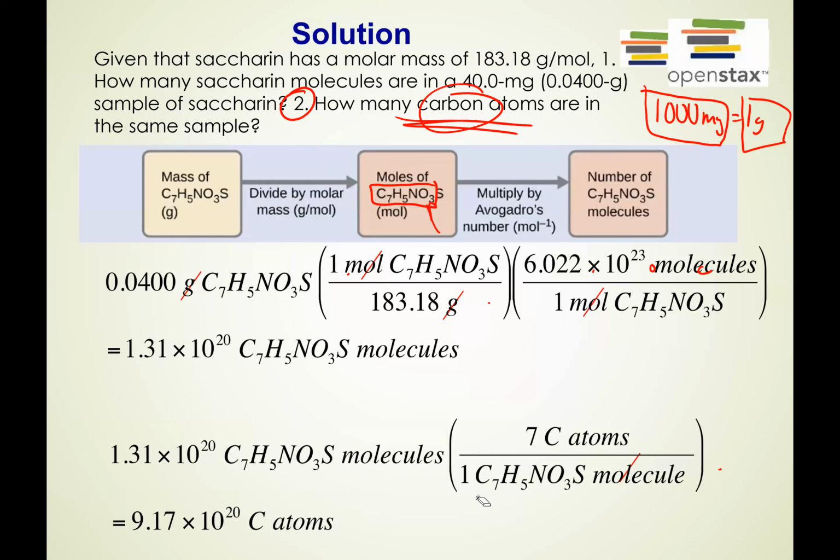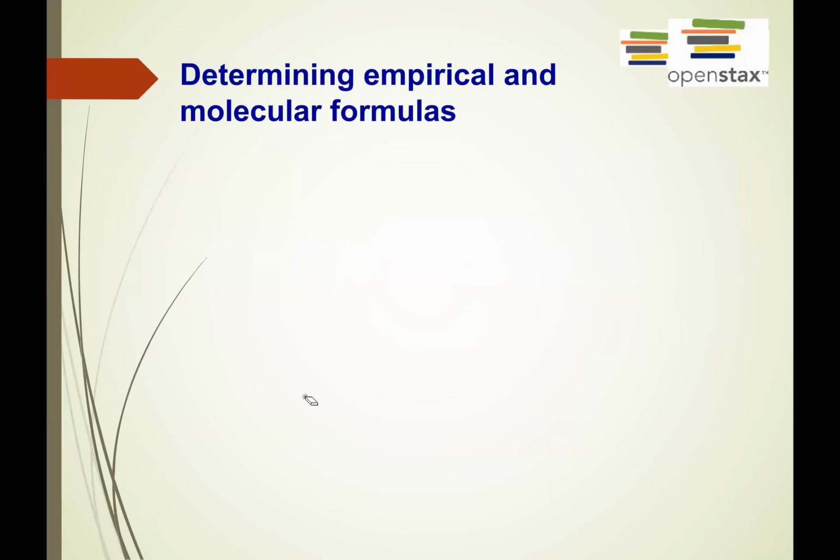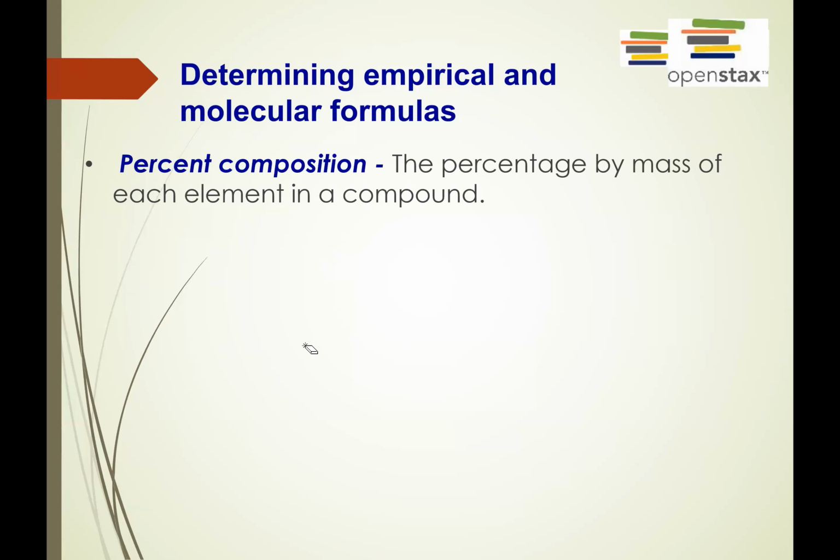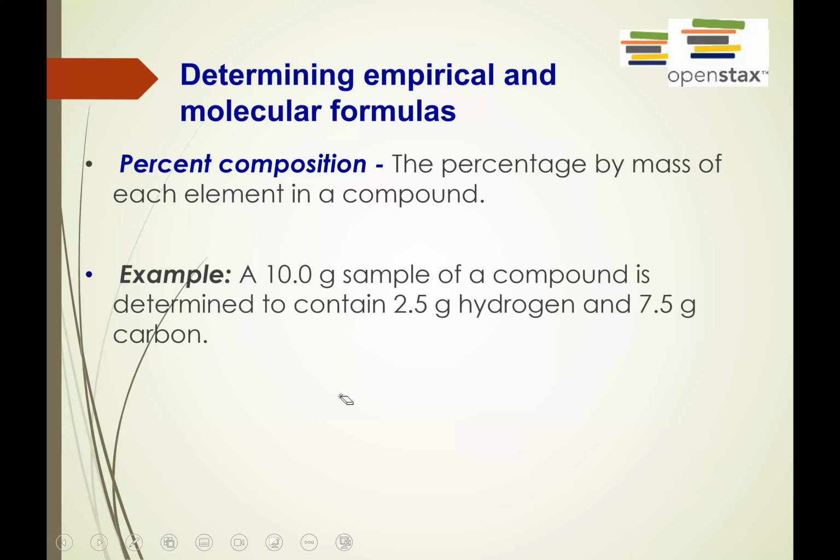Okay. So now we're going to move on to something a little bit simpler. Empirical and molecular formulas. So the first thing we're going to look at is percent composition. So when we look at percent composition, percent always means the same thing. So if you took an exam that had 100 questions and you got 80 out of 100 questions, what's your percent?